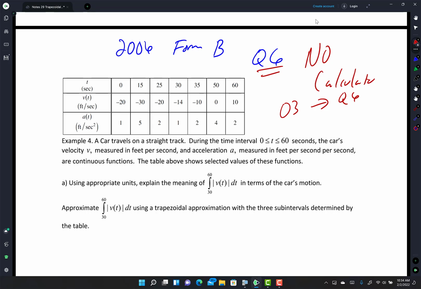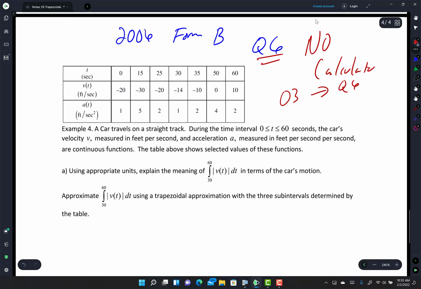All right, let's first dive into this world and see where we are living. What's the problem here? They give me a time, and it looks like 0, 15, 25, 30, 35, 50, 60. It doesn't look like they're equal subdivisions. They give me V of t. What is that? Velocity. They even put the units, feet per second. And they gave me A of t. What is that? Acceleration, feet per second squared. And they give me numbers.